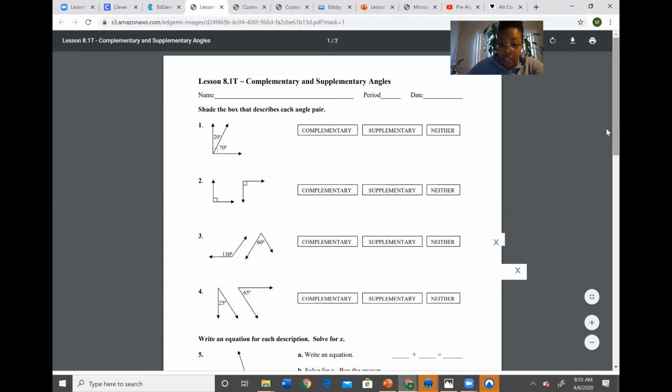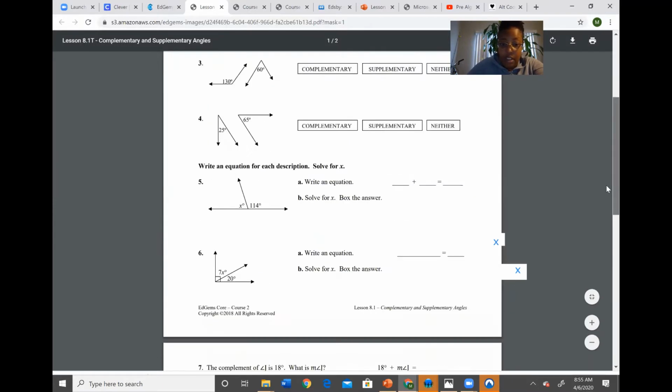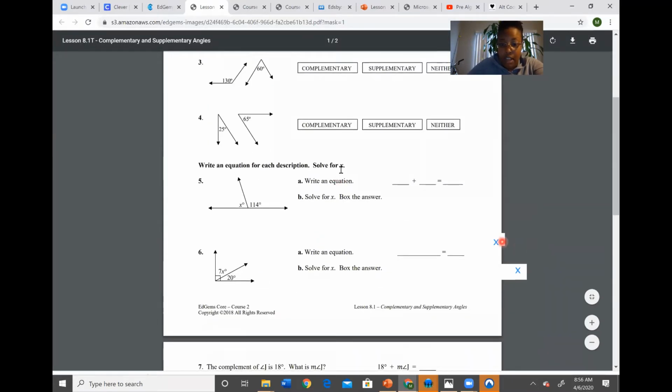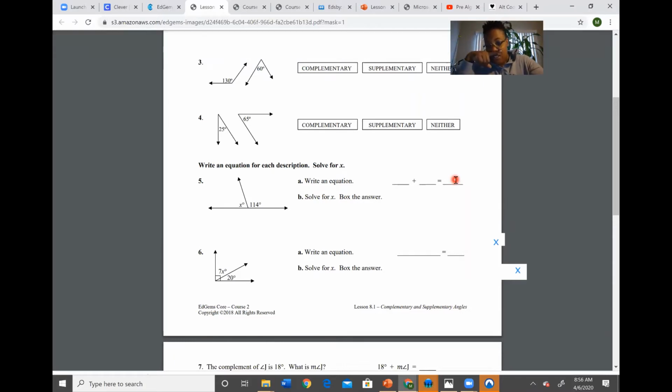And then down here is what we're practicing now. The equation. You can just put the X in there and then the number, and then you solve. Remember, what are you solving for? Are you solving for a supplementary straight line, or are you solving for a corner? Complementary, 90. What are you solving for?